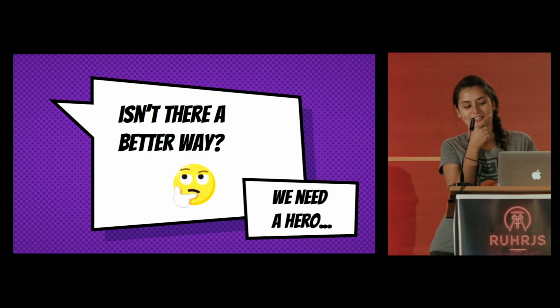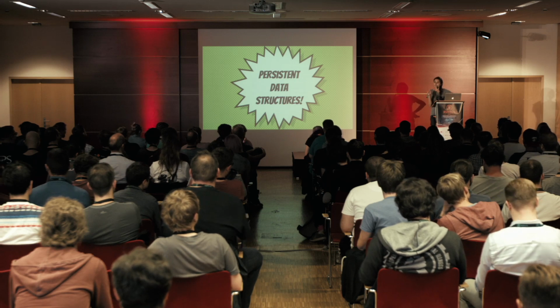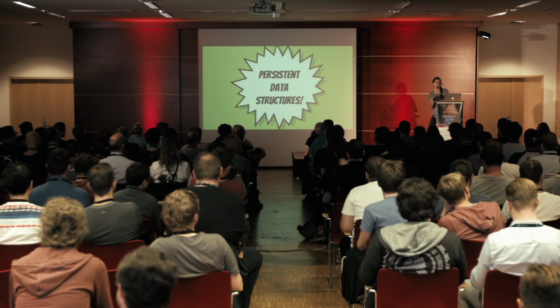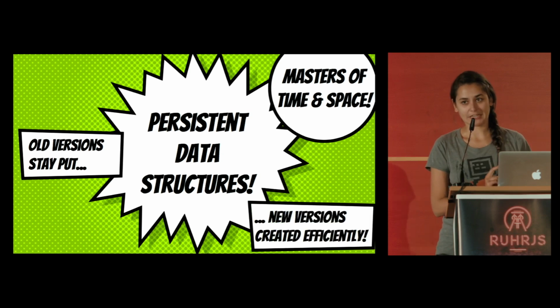And indeed, a hero comes along called persistent data structure. Okay, you may not know why they're so cool, but you're going to in a moment. So persistent data structures are like masters of time and space. Basically, in a persistent data structure, old versions of your data, they are immutable. They just sit and are. And new versions are created efficiently.